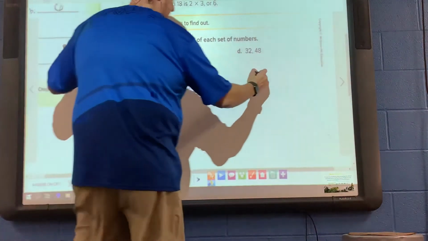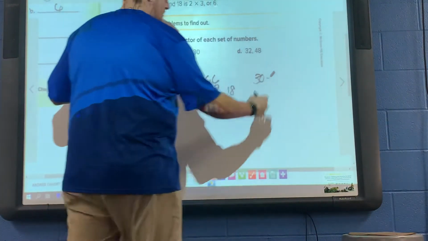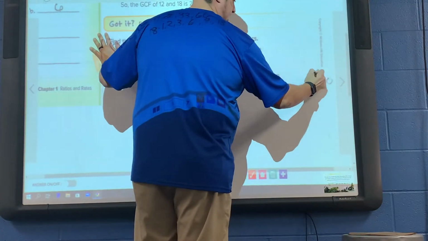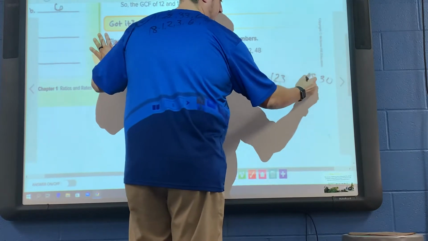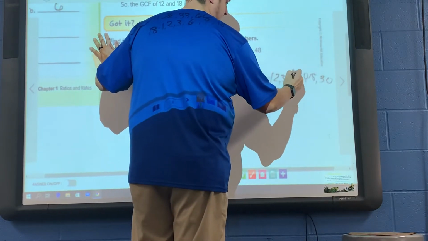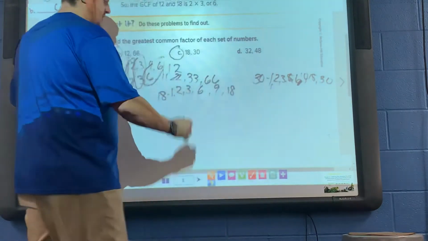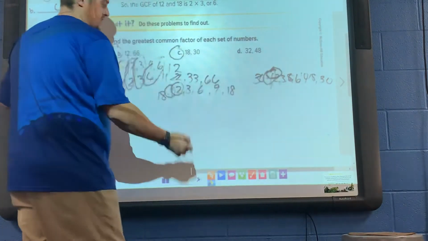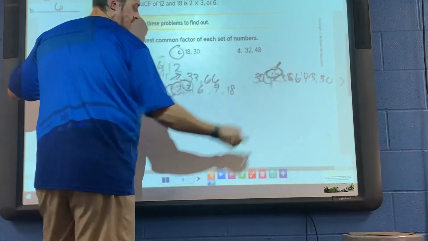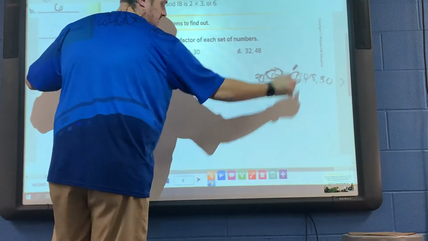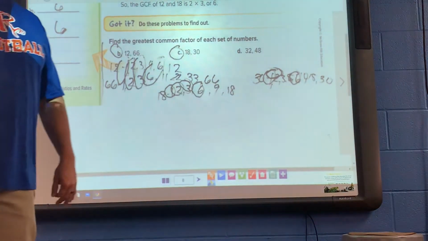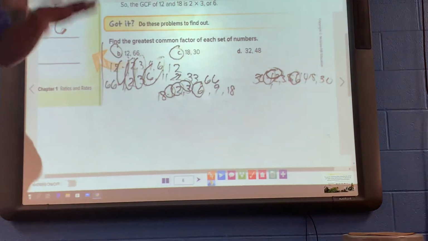So now 30. Okay, we have 1 and 30. 2 and 15, 3 and 10, and 5 and 6. So they share 1, they share 2, they share 3, they share 6, and that's it. So 6 is your greatest common factor. So that's greatest common factor. So that's when you're finding factors in numbers.